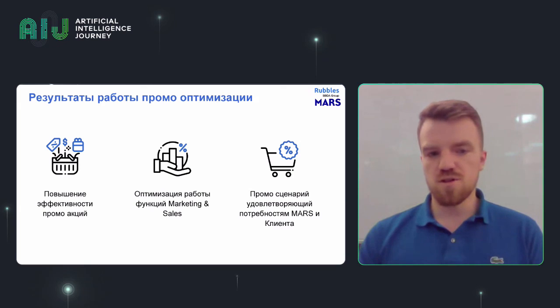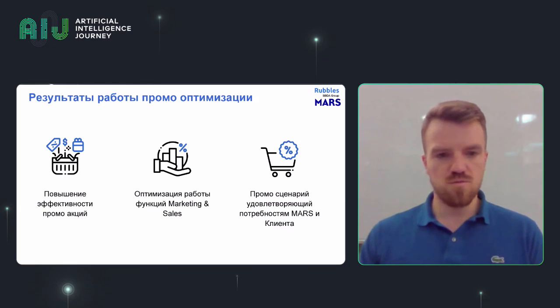The expected outcome of such optimization model is the increase in efficiency of promo activities, but also optimization of the work of the marketing and sales department, because we have automated the promo calendar evolution process, and also we will have the promo scenario, which meets the needs of Mars and our clients.